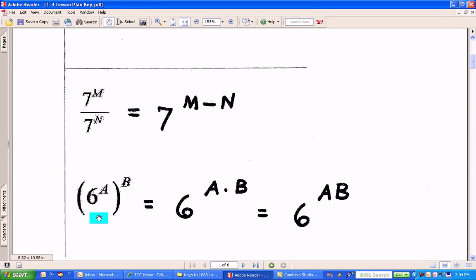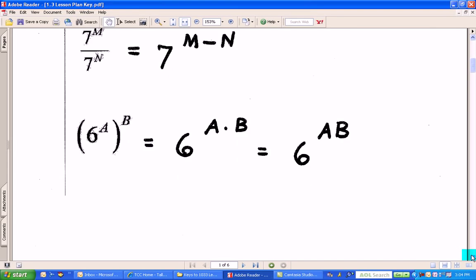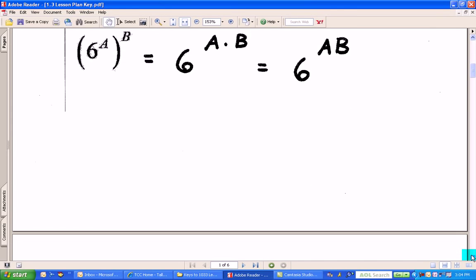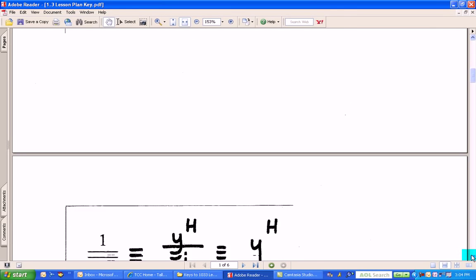In this next example, 6 to the a raised to the b power, the pattern says when you have a power on the inside and a power on the outside, you leave the base the same, so the 6 remains unchanged, and to get the new exponent, you multiply. So a times b is written as ab, and you really don't need to put the dot. All right, let's move on. Let's scroll on down here to your next page of problems.